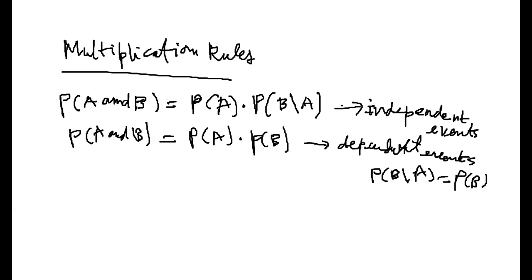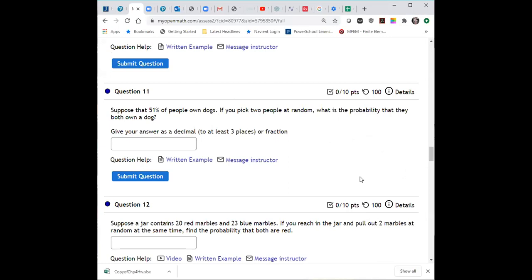Let's go back to the problem. Suppose that 51% of people own dogs. If you pick two people at random, what is the probability that they both own a dog? What do you say? This is like an independent event, right?